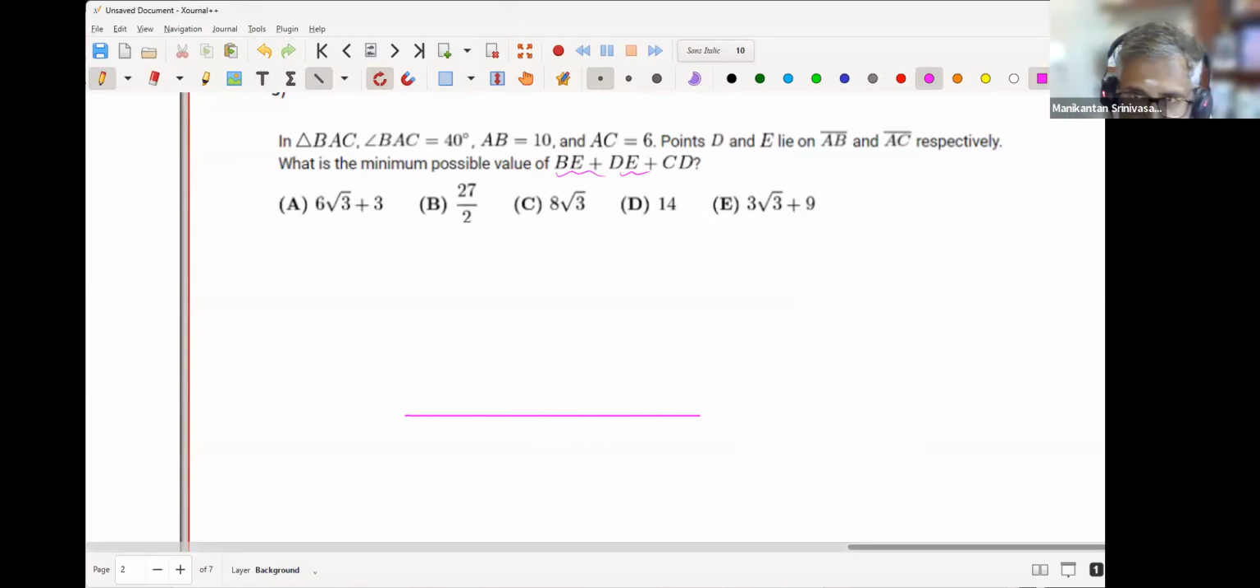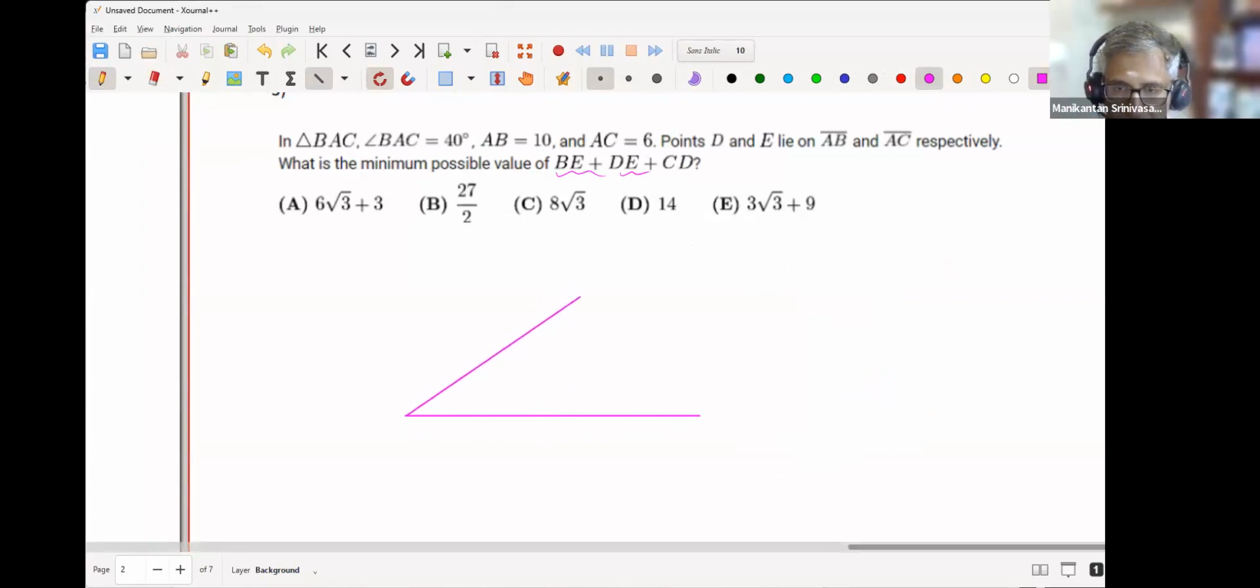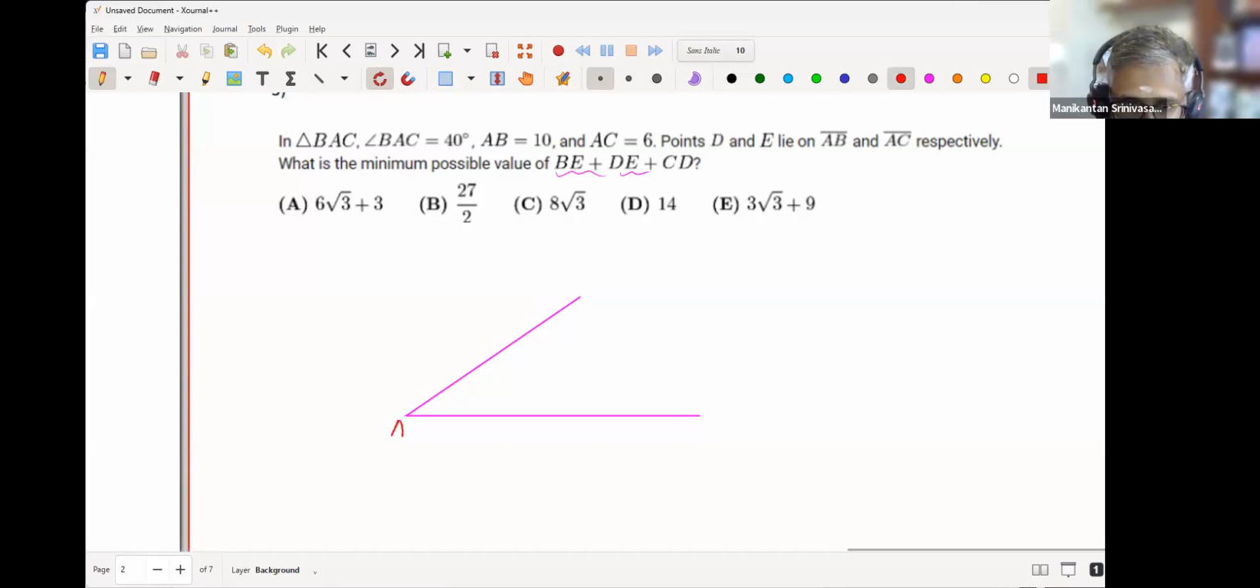Okay, and AC is 6 at 40 degree. So this is 6 at 40 degree. Let me just draw approximately 40 degree. Okay. And now let's mark all of this. So this is A. Yeah, this is A. This is B, and this is C.